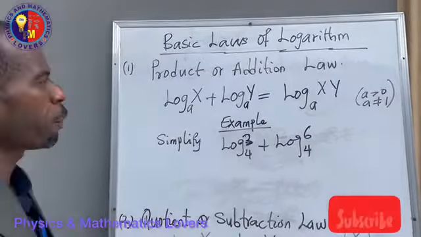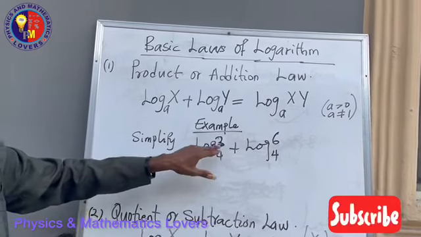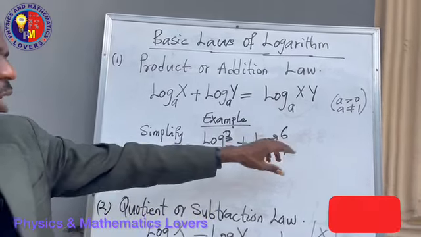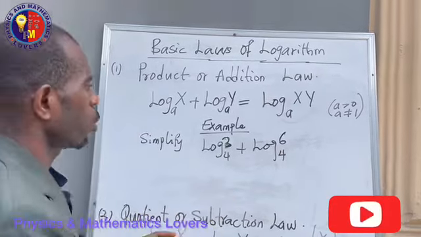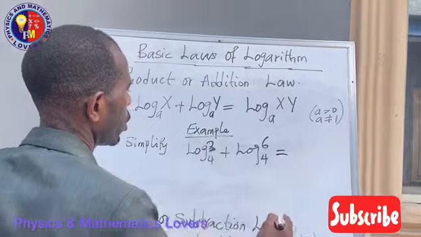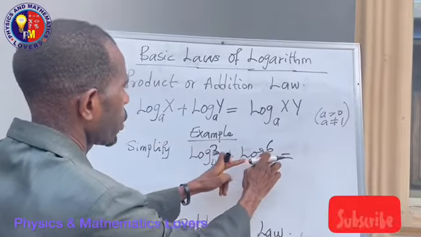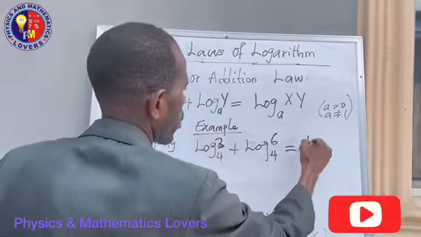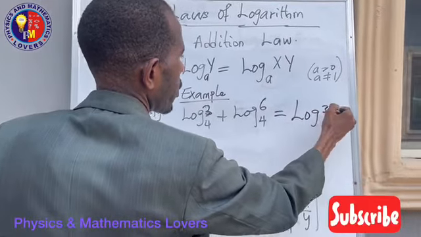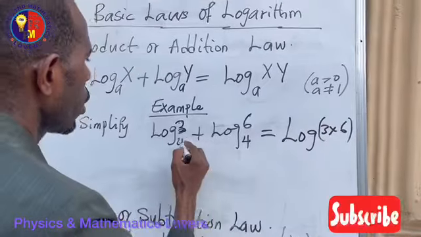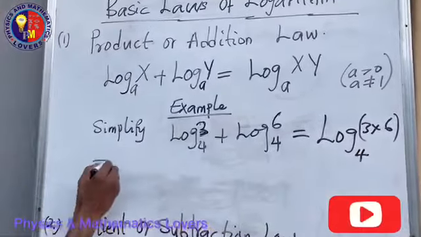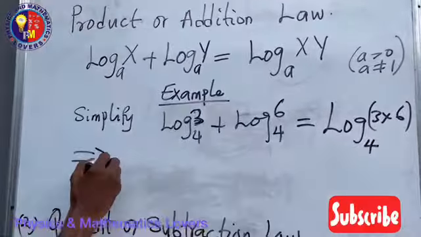Now let's evaluate this with this example. The first law. Look at the question here. It says simplify log 3 to base 4 plus log 6 to base 4. Now what they want us to do, according to the law, is just take 3 and 6 representing x and y, which means I am going to have log 3 times 6 to the base of 4. So at the end of the day, 3 times 6 gives us 18 to base 4. So this is your final answer.